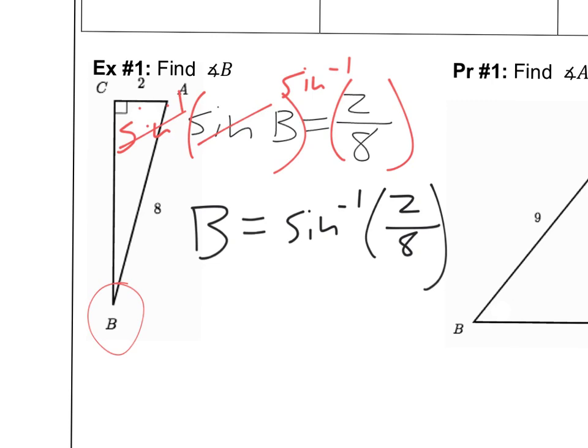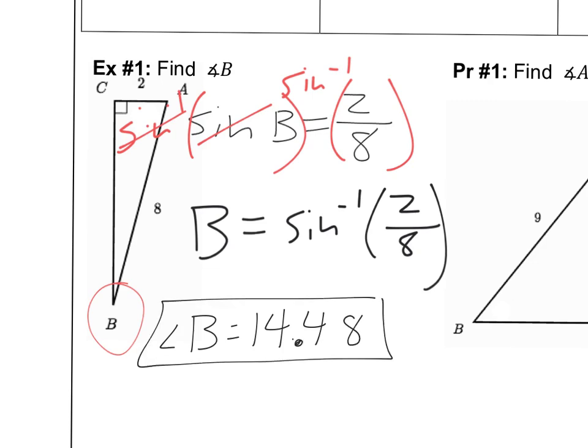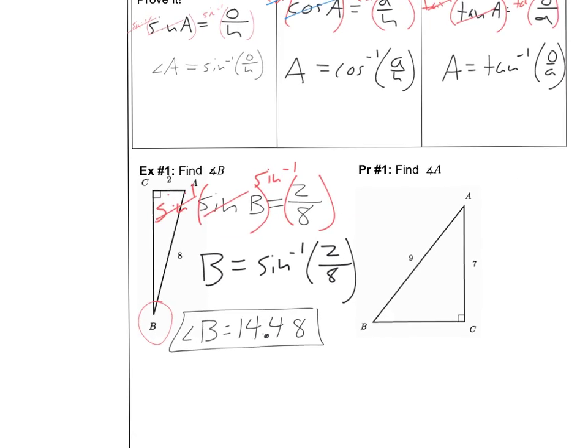And 2 over 8 is the same thing as 1 over 4. Plug that in my calculator, and I get that angle B here equals 14.4, and I'm going to round to the nearest hundredth, so it'd be 14.48. Generally, we round to 2 decimal places unless we're asked to round somewhere different. All right, so we have angle B.